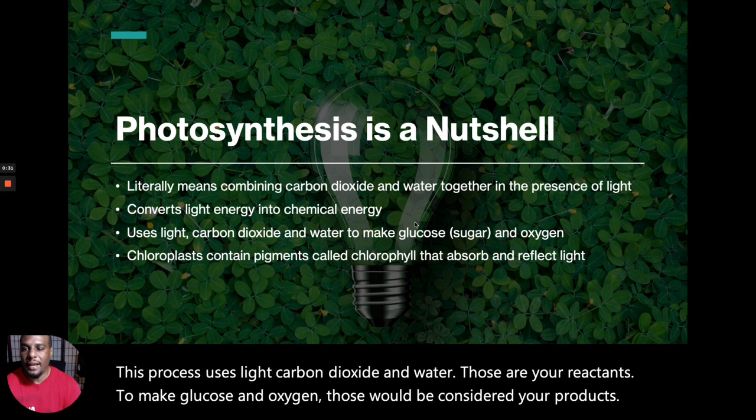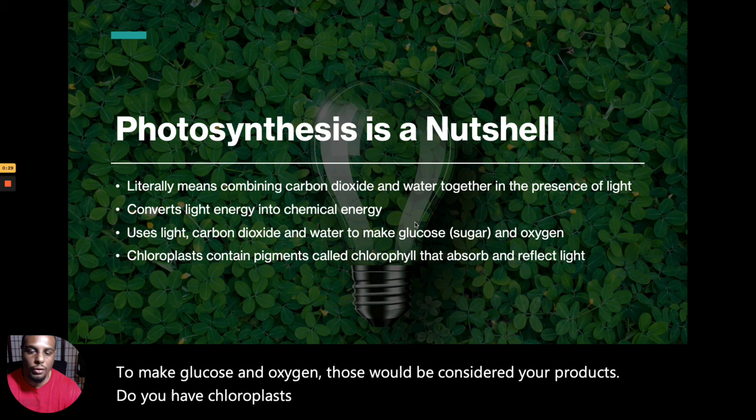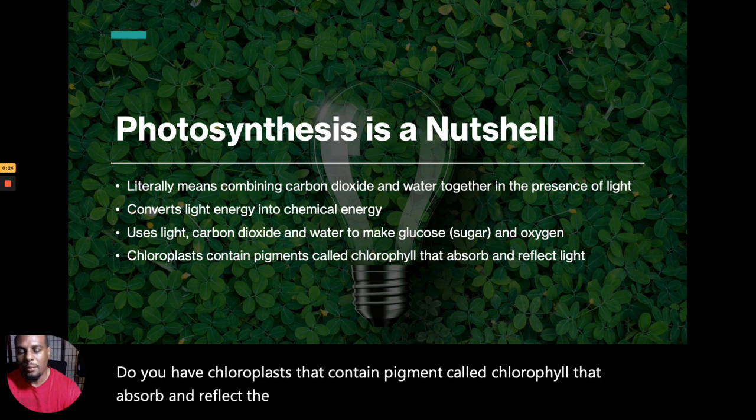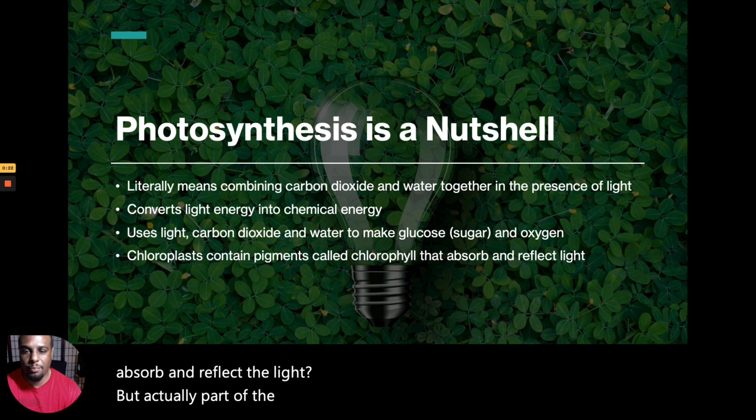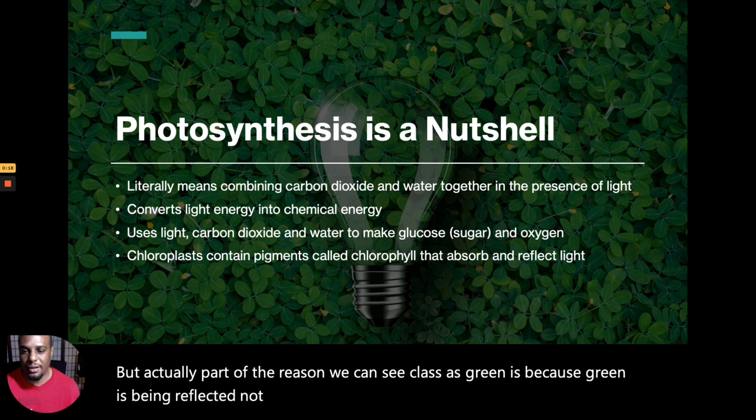Then you have chloroplasts that contain pigments called chlorophyll that absorb and reflect the light. Actually, part of the reason we can see plants as green is because green is being reflected, not absorbed as much as the other colors. So we see it. The plant's not absorbing it.